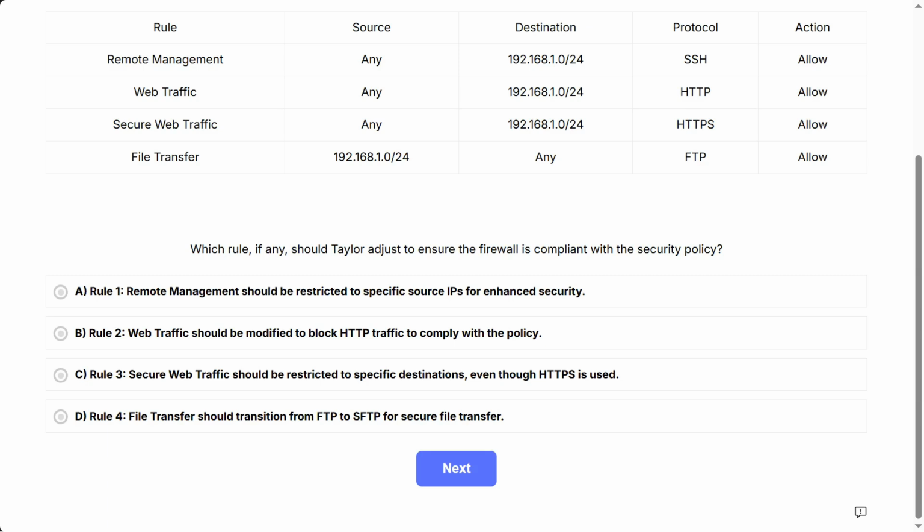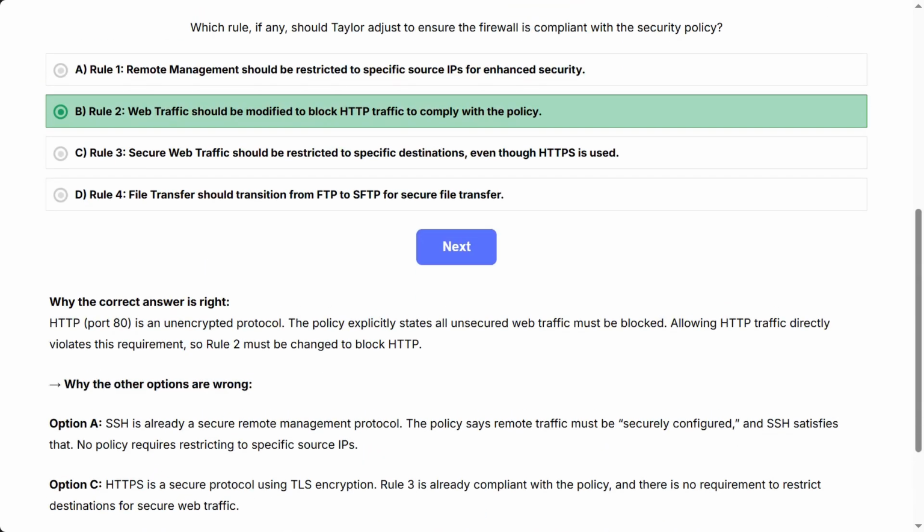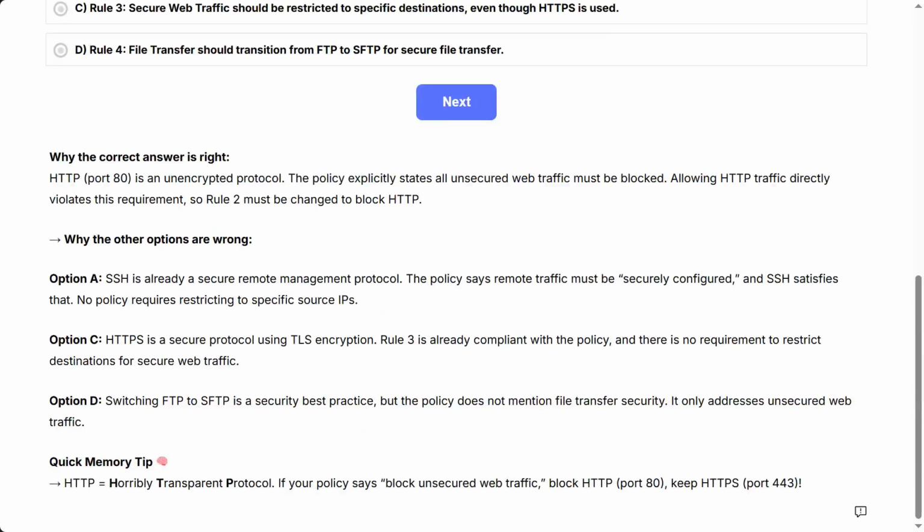Correct answer, B. Rule 2. Web traffic should be modified to block HTTP traffic to comply with the policy. HTTP, port 80, is an unencrypted protocol. The policy explicitly states all unsecured web traffic must be blocked. Allowing HTTP traffic directly violates this requirement, so Rule 2 must be changed to block HTTP.